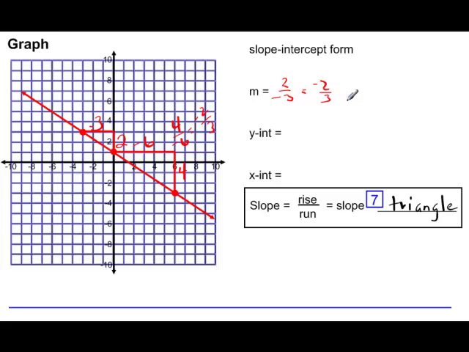Then we know our y-intercept is where we cross the y-axis, so that's right there. So that's going to be a positive 1, or in ordered pair form, 0, 1.